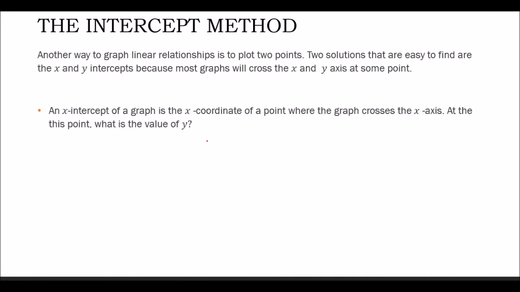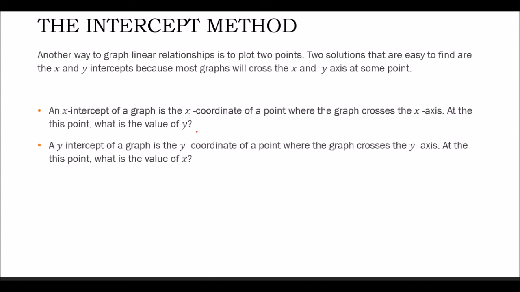An x-intercept of the graph is the x-coordinate of the point where the graph crosses the x-axis. At this point, what should the value of y be? So for the x-intercept, whenever you look at the coordinates, the y is always going to be 0. Whatever the x-coordinate is, y is always going to be 0.